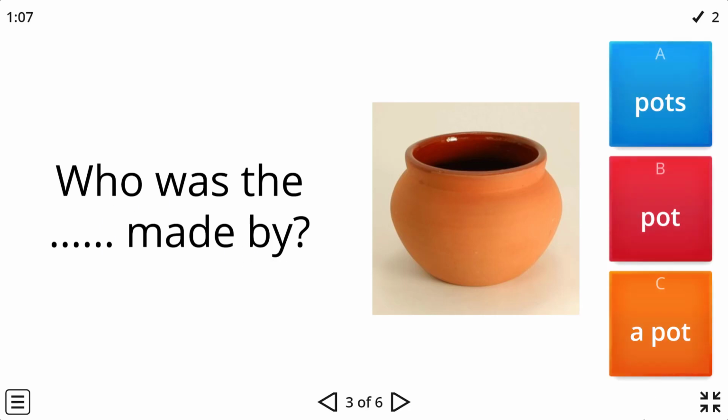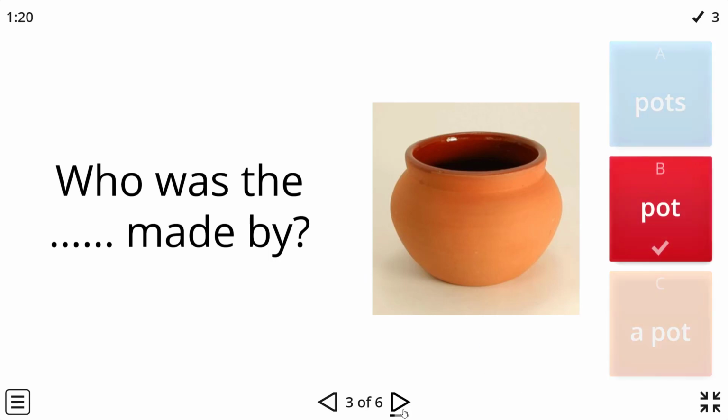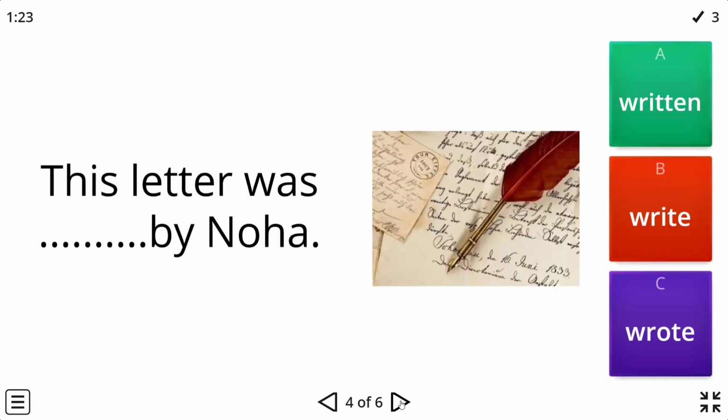Pots, pot, a pot. Was here represents singular, what comes after, but we cannot say a pot. Yes, pot. This letter was written by Noha. Written, write, wrote. Here we have the object followed by was or were, followed by, yes, the past participle.